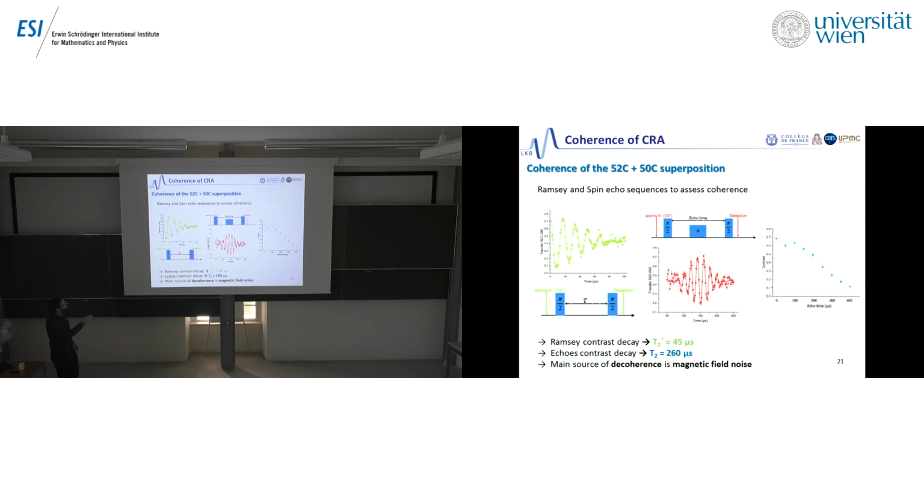What we see is beautiful Ramsey oscillations, and the decay of these oscillations already gives us some information about the coherence of the system, and in this case, it's 45 microseconds. What we can also do is, between these two pi over 2 pulses, insert a pi pulse that, when the spins dephase during this evolution, allows them to rephase. And so we get a revival of oscillation after some time in which, in the Ramsey experiment, the oscillations are completely damped. Now, if we fit the contrast of this revival as a function of the time where we apply the pi pulse, we get a contrast decay with a time scale of 260 microseconds. So that's the coherence time of our system now.